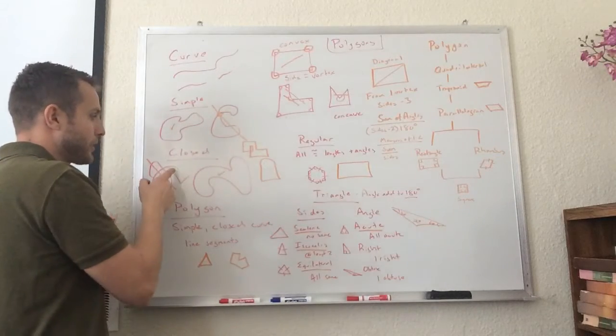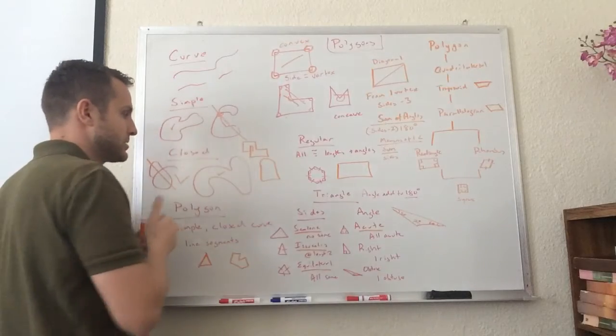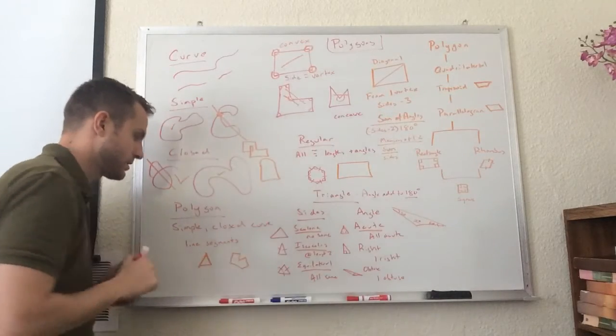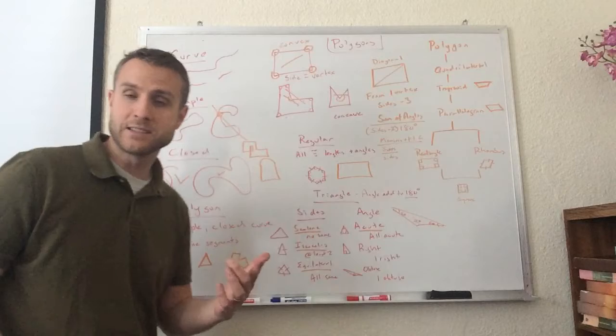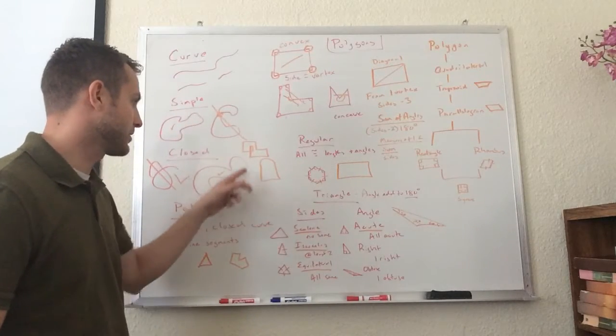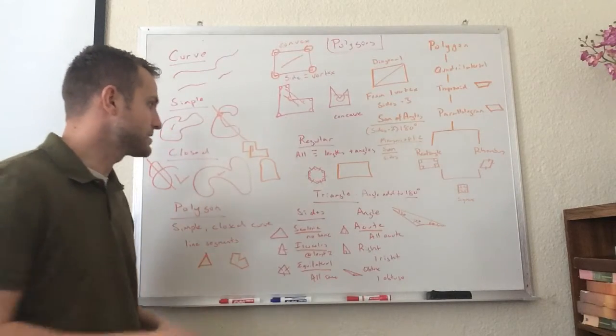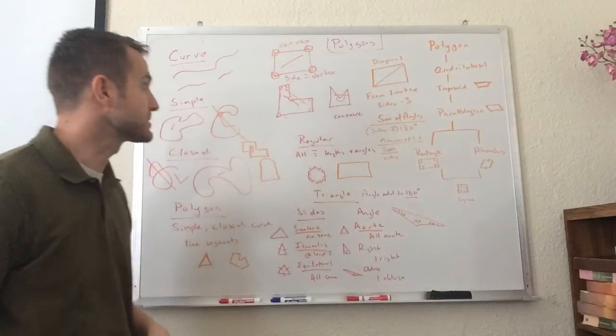Closed means wherever it starts, it ends up. It starts here, it ends up here. That's not closed. This would be closed. So a polygon has to be simple so the lines can't cross. It has to be closed, so wherever it starts, it has to end up. It has to be made of line segments, so it cannot have a curve like this.